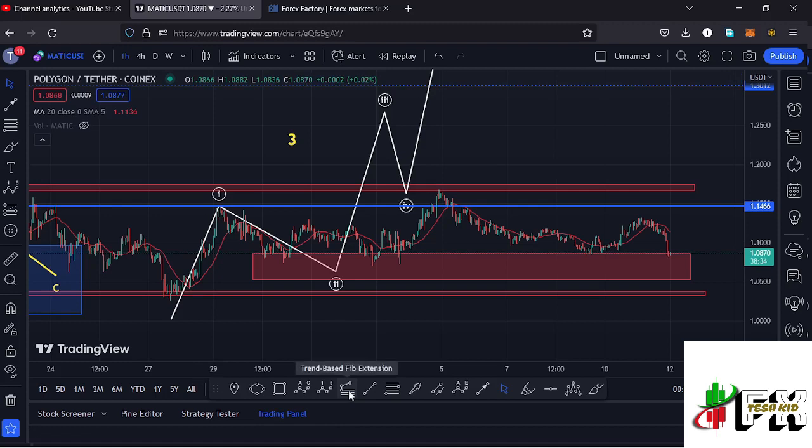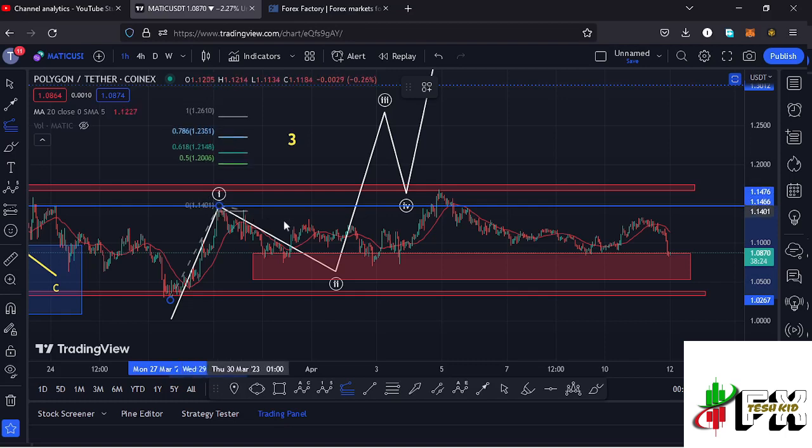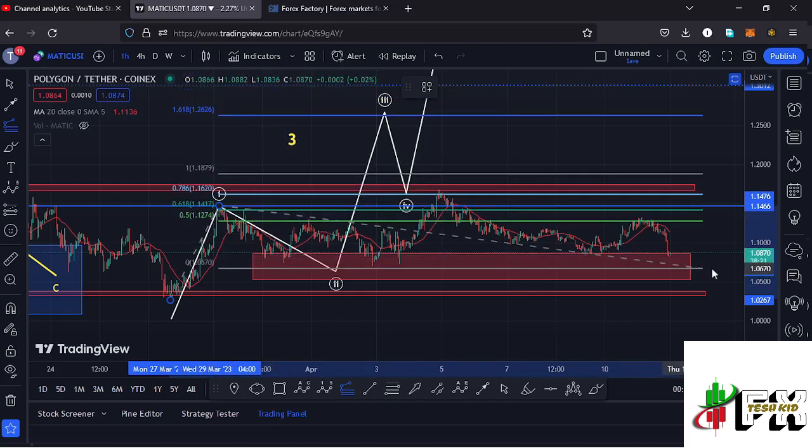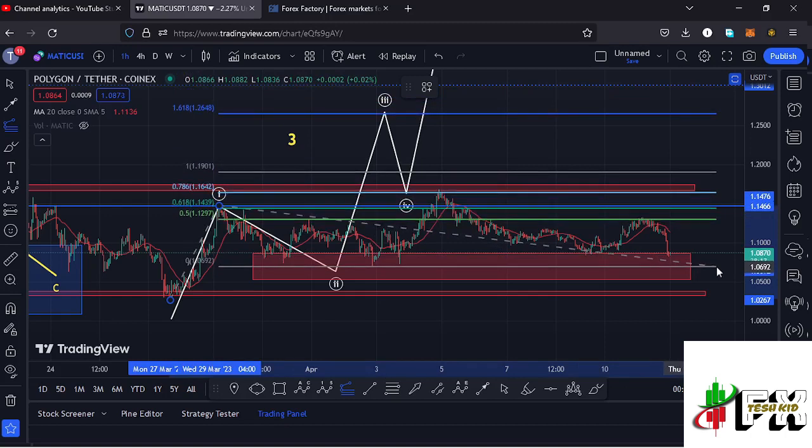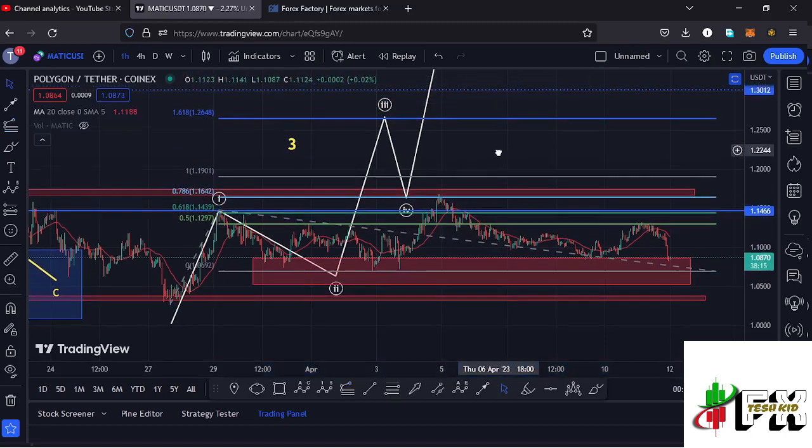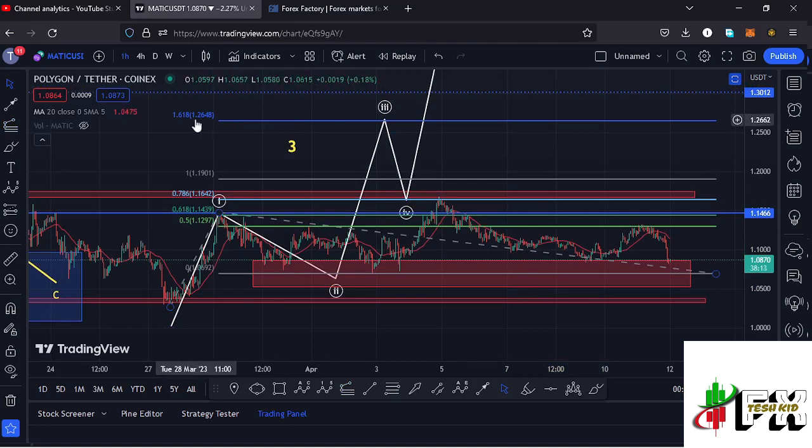Then I can give you a target area to the upside in the formation of this wave 3 by connecting the trend-based Fibonacci from the low of the first wave to the high of that wave 1, then dragging the fibs to the low of the second wave. And that now gives me a target area in the formation of that wave 3 at the Fib level 1.618, and that is at around the $1.2648 mark. And that is the minimum that I'll be expecting this third wave to the upside to do.